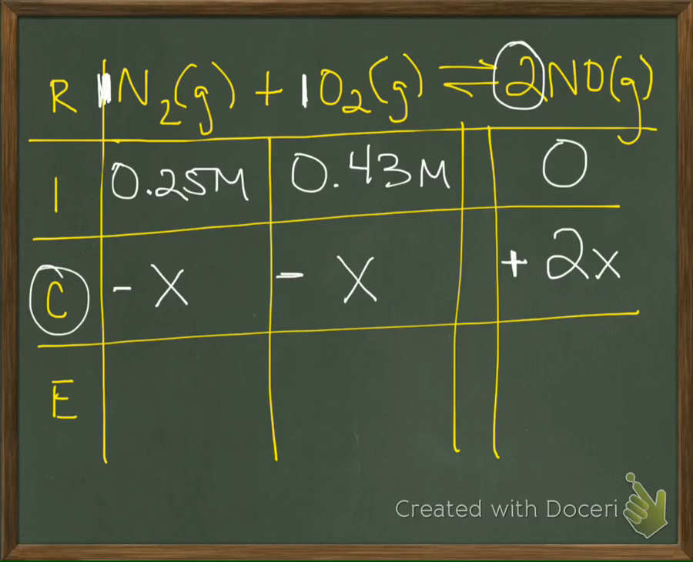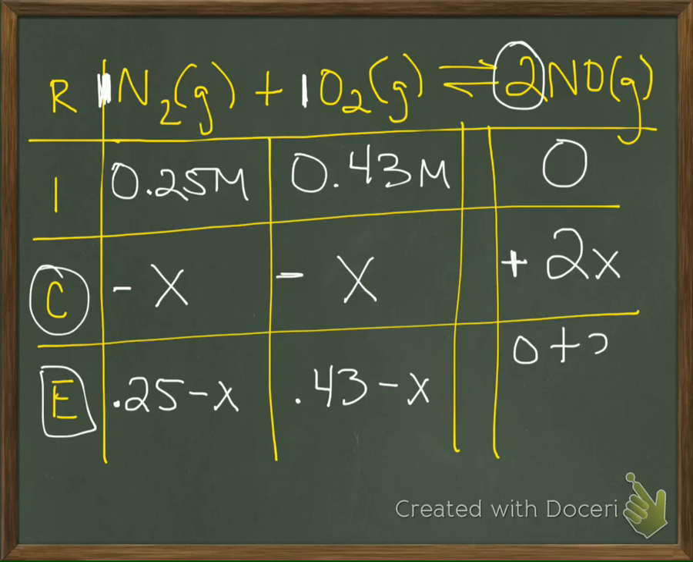Next we look at our E, knowing that I plus C equals E. And so we have 0.25 minus x, 0.43 minus x, and 0 plus 2x, or just 2x.